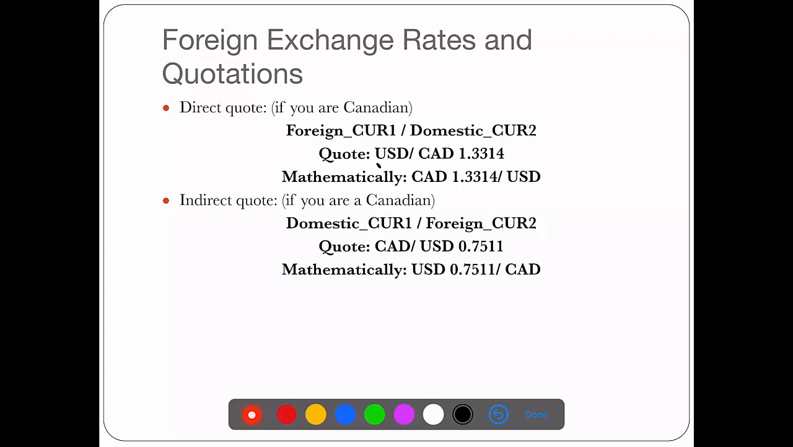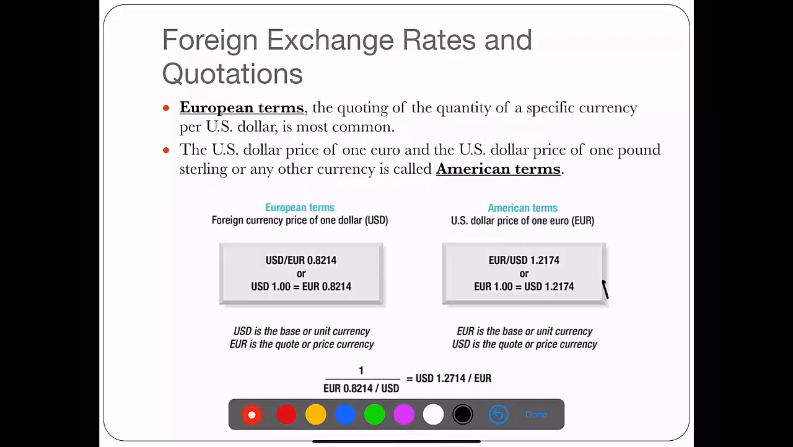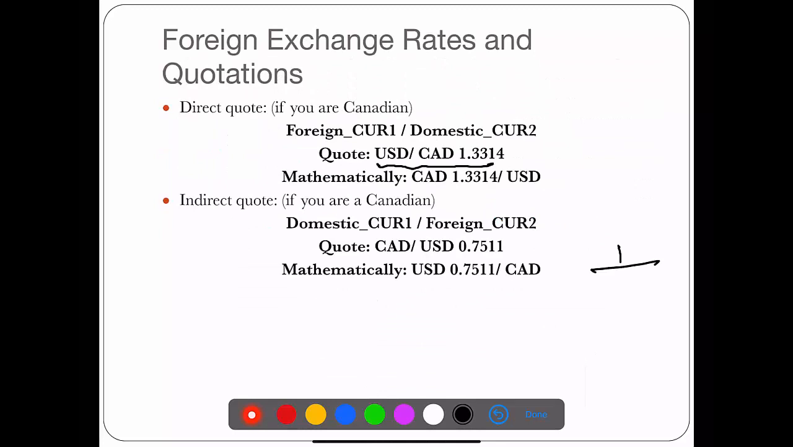For example, over here we can see again 1.3314 Canadian dollars are needed to buy 1 unit of the US dollar. So this is a direct quote for the Canadian dollar. Now, if we divide 1 by 1.3314, we'll actually get 0.7511, and this will show us that 0.7511 US dollars are needed to buy 1 unit of the Canadian dollar.